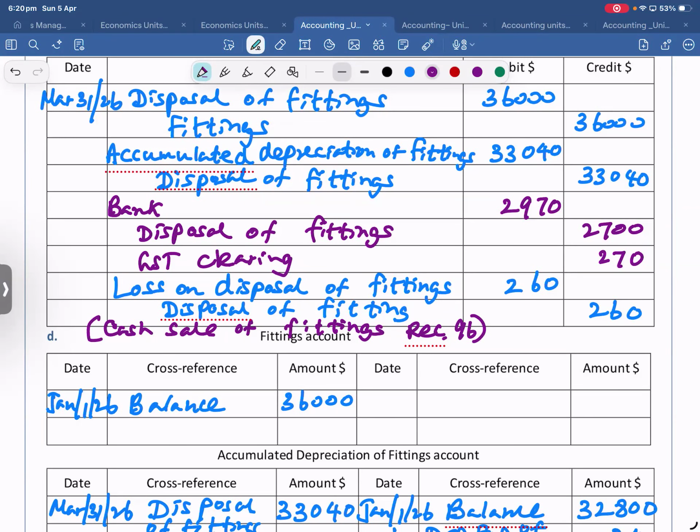Right. You guys are okay to do the ledger account? Yep. So firstly we credit the fittings 36,000, saying disposal of fittings. What is the date? March 31st, 26. And then you debit the disposal. March 31st, 26 from fittings.